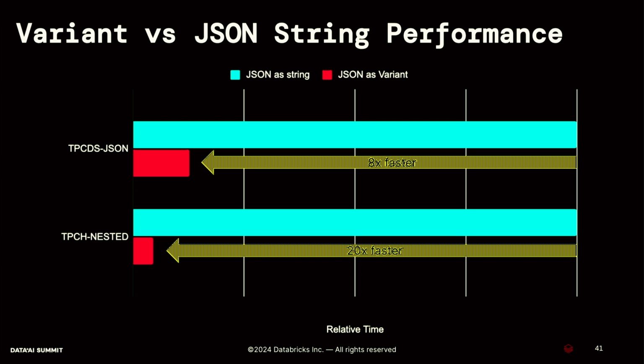For TPC-DS JSON, it's about 8 times faster. And for TPCH nested, it's about 20 times faster. So this really highlights how, by using the variant binary format, we can greatly speed up the processing of the data, parsing of the data, and the query performance.